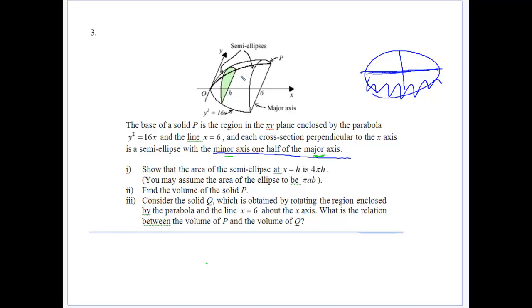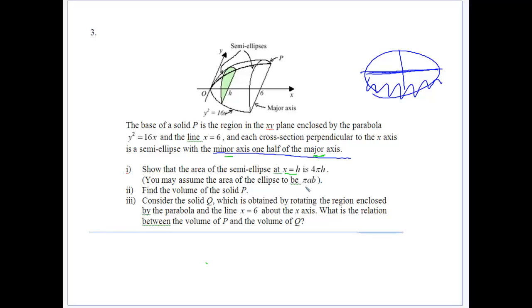Now in this problem we have a parabola that's on our base, and all our cross sections are semi-ellipses, so half an ellipse. So the parabola there is y squared equals 16x, and we go a distance of h. We're going to end up with our thickness in terms of h because we're going to let x be equal to h. So we want to show that the area of the semi-ellipse would be that.